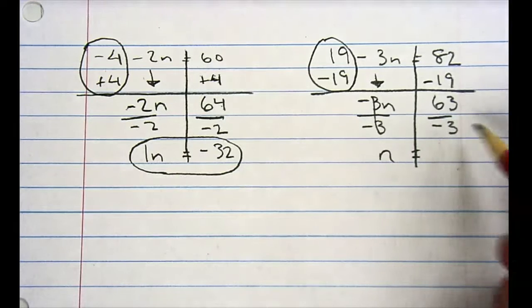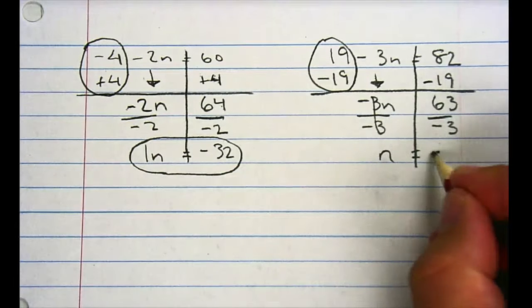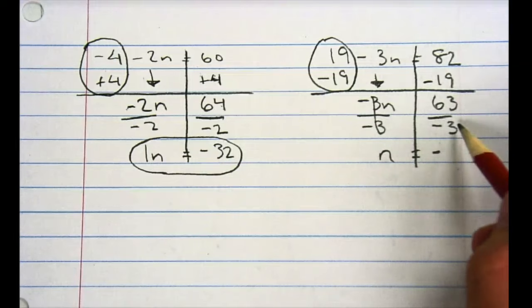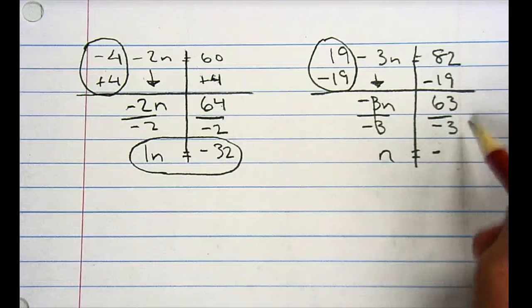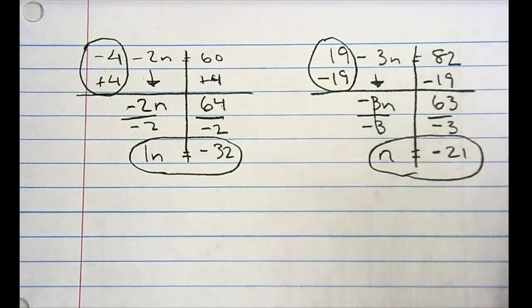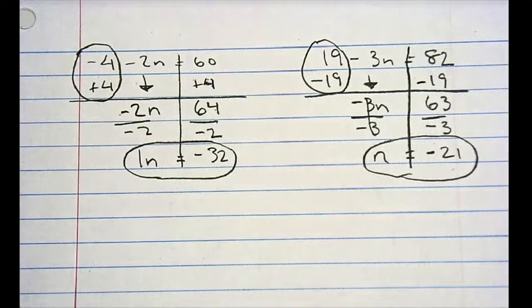And then 63 divided by negative 3 is going to be negative because the signs are different when you divide. If the signs are different when you divide, it's a negative answer. And 3 goes into 30 10 times. It goes into 60 20 times. And then 3 more, so it's going to be negative 21. So the answer for that one is n is equal to negative 21.